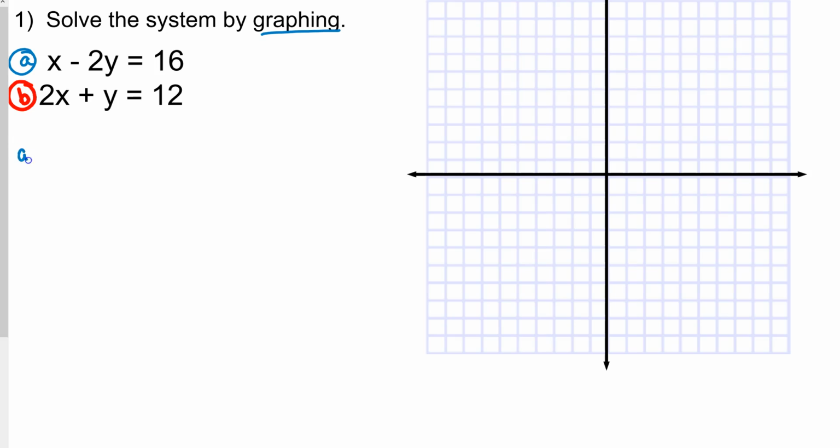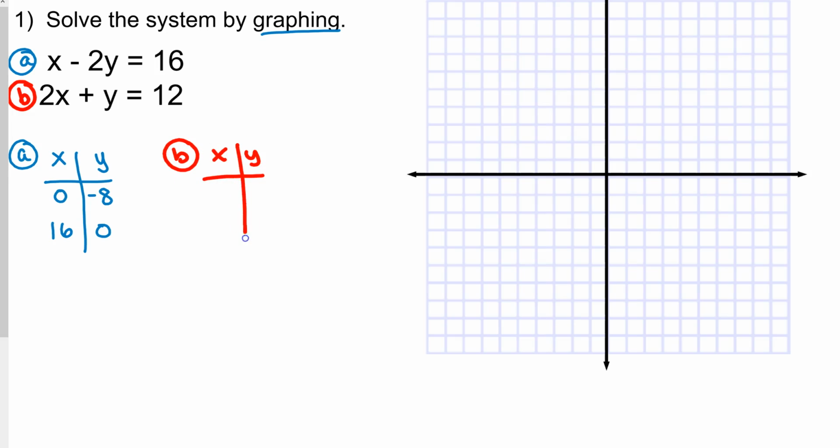And for A, I'm going to find the intercepts because that's my preferred method for standard form equations. If x is 0, then y has to be -8, and if y is 0, x has to be 16. Finding intercepts also helps you know what kind of scale to use when you draw your graph. And then for B, if x is 0, then y is 12, and if y is 0, x is 6. Okay, so it looks like I should go out to 16 at least on my x-axis and up to 12 at least on my y-axis. So I think I'll go by 2's.